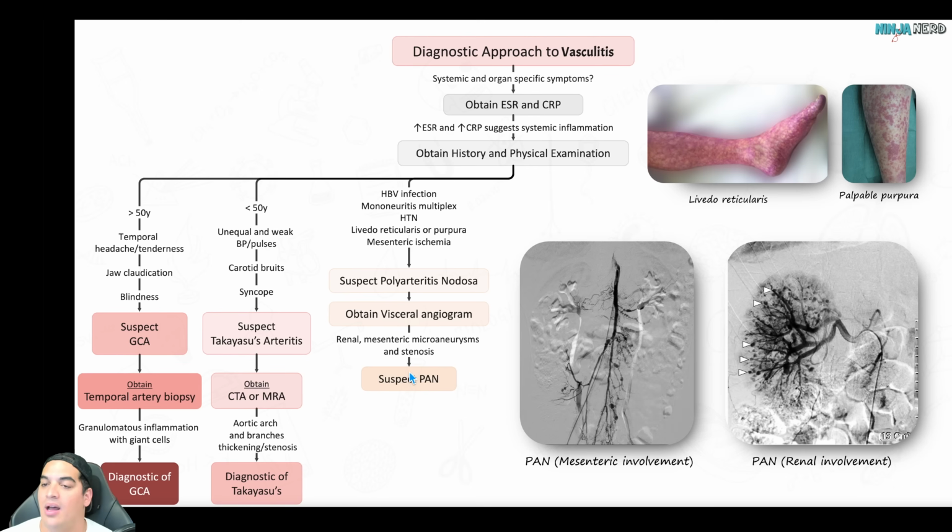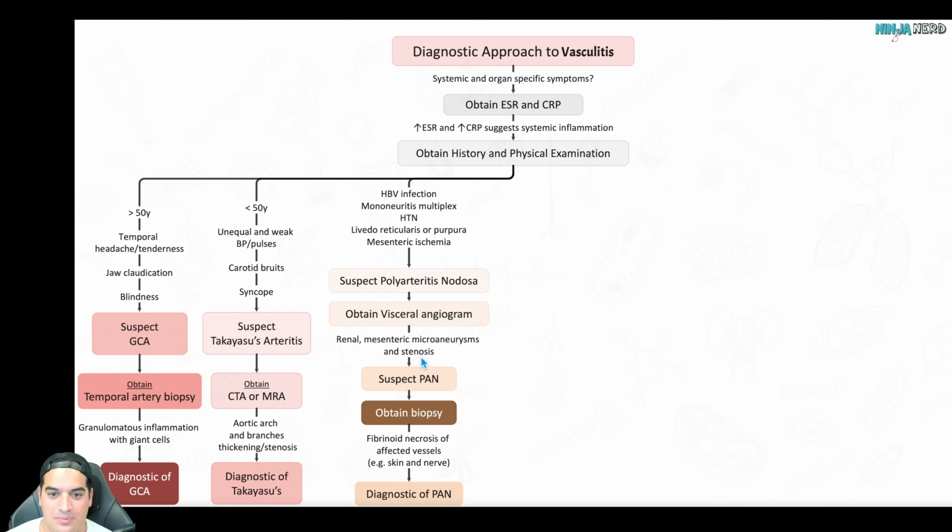This would be enough. If the patient has skin involvement though and nerve involvement, it would go a long way at this point to say, I'm going to do a skin or nerve biopsy. And if I do that, I will find fibrinoid necrosis of that tissue that would be completely diagnostic of polyarteritis nodosa. But oftentimes you don't have to if you have that visceral angiogram that makes the diagnosis.